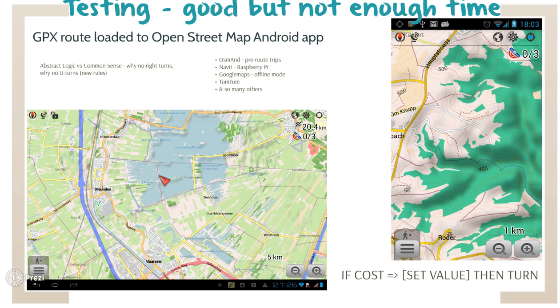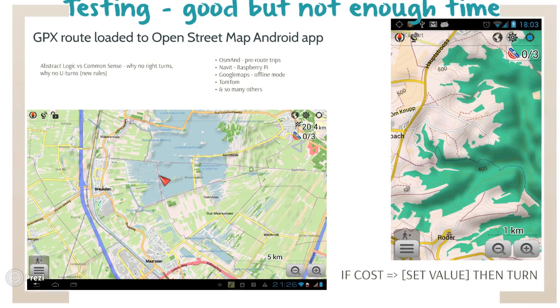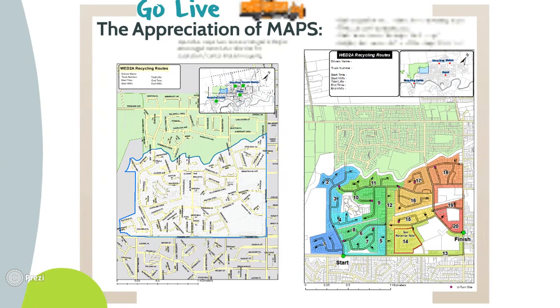I also tried out the Navit app, which is slightly harder to configure, and I was hacking that on a Raspberry Pi, but I had to conclude that was kind of a dead end. Google Maps in offline mode, it just didn't quite get there, TomTom and a load of others. But as I say, OSM Android was the one I keep coming back to, and more about that later.